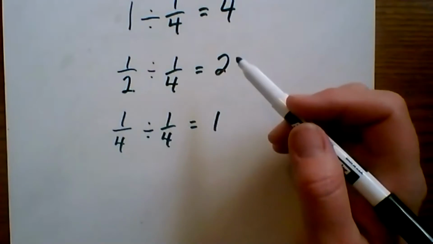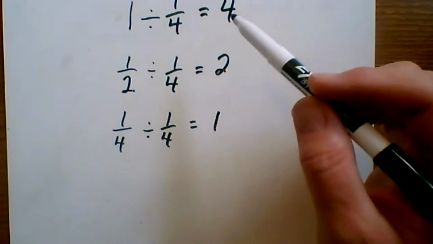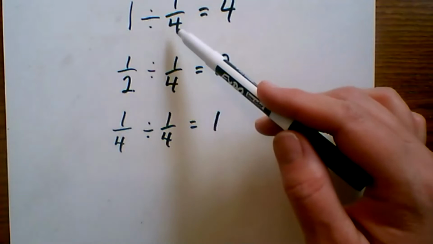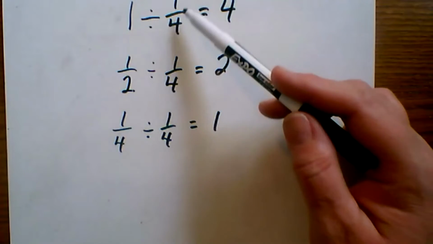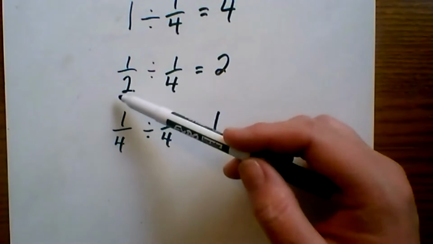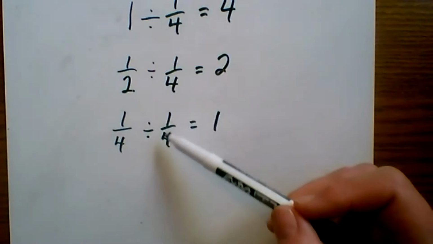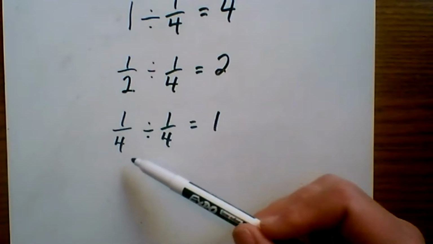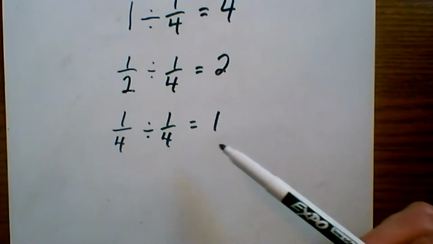So the first part of the examples is just going over how division of fractions works. So 1 divided by 1/4 is 4. How many 1/4 are in 1? There's 4. How many 1/4 are in a half? There's 2. How many 1/4 are in 1/4? There's 1. So 1/4 divided by 1/4 equals 1.